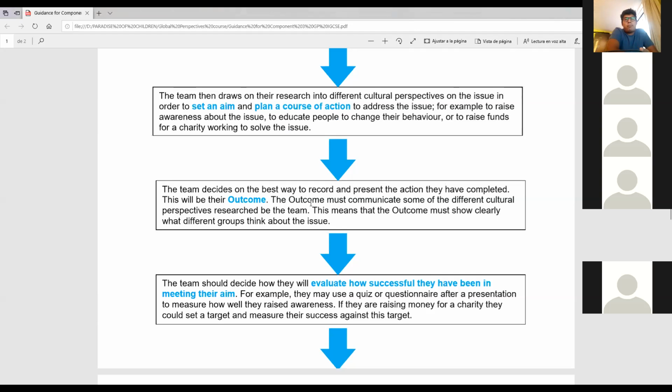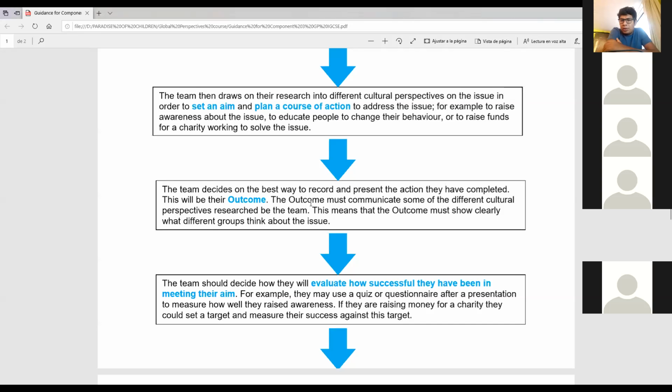So, as it says here, the outcome must communicate some of the different cultural perspectives researched by the team. So, you don't only want to focus your problem as a local community, but it might also be a bigger issue, maybe of the city, or maybe show statistics or show results of worldwide research. So your outcome has to show clearly what different groups think about this issue, the issue that you have selected.